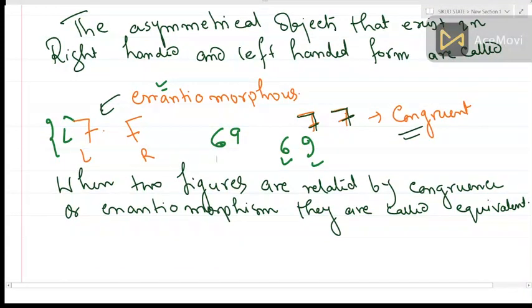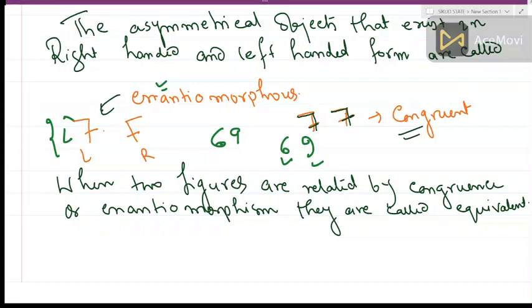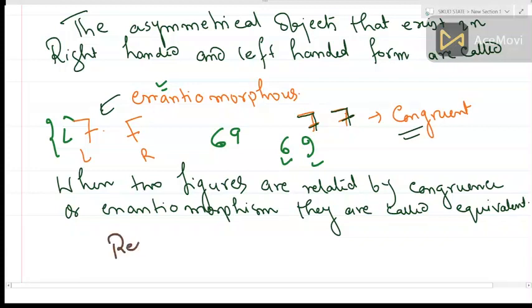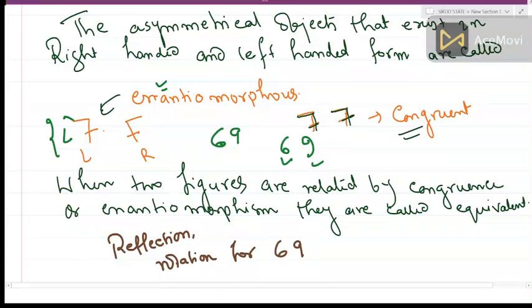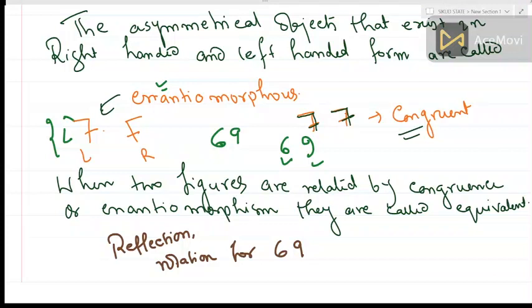So what we have seen in the above examples is that certain movements can lead from this left hand to right hand and then congruence. There are certain movements. Here we have seen reflection in the case of thumb, gloves and 7, and there is some kind of rotation for this 69. You may have seen in movies, he is slamming the door and the 6 is becoming 9 and everything is changing. So this is a kind of motion.